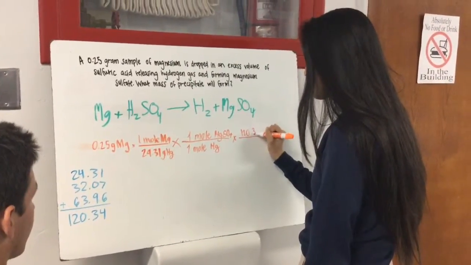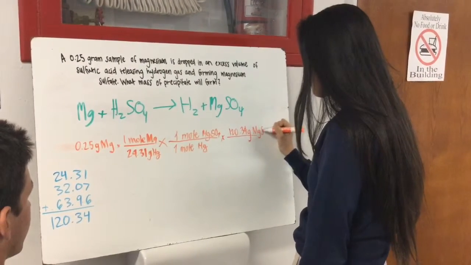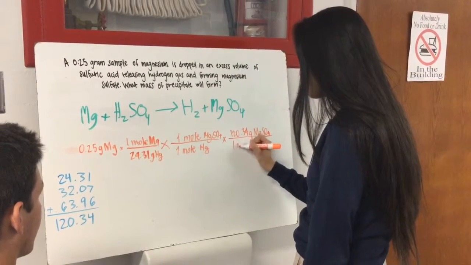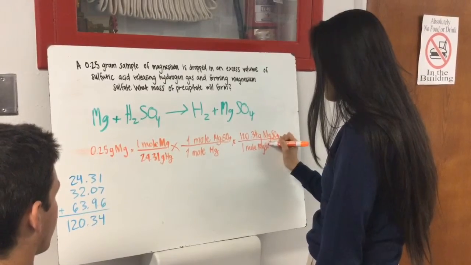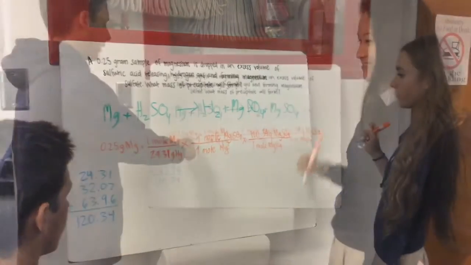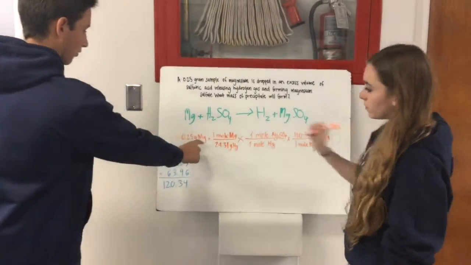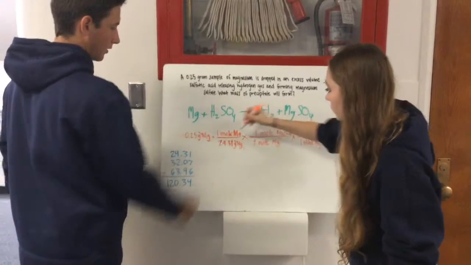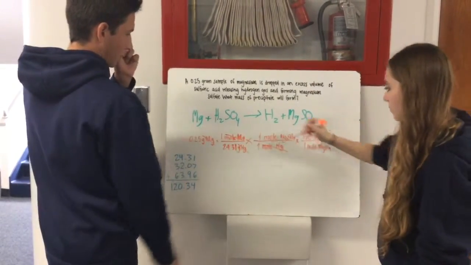Okay, so I do 120 grams over 1 mole. Cancel the labels that are the same above and below the fractions. So grams of magnesium, moles of magnesium, and the moles of MgSO4.